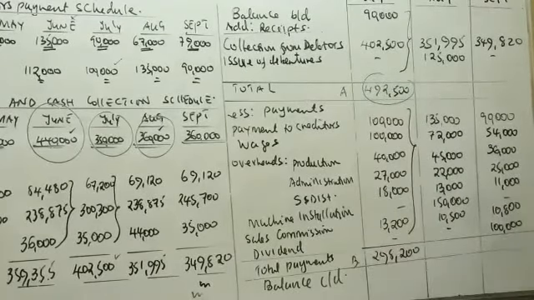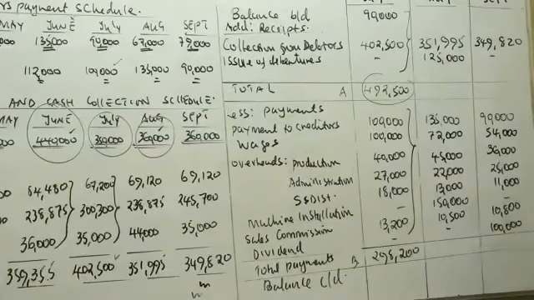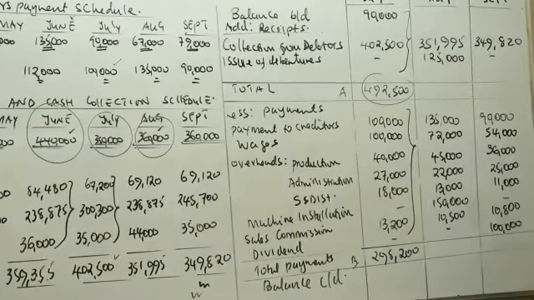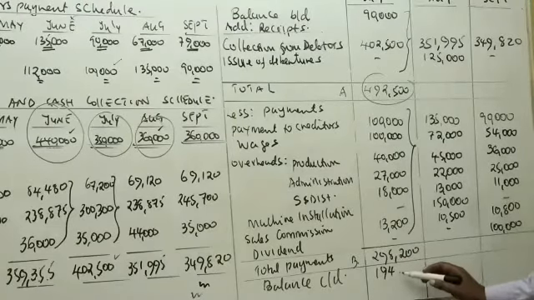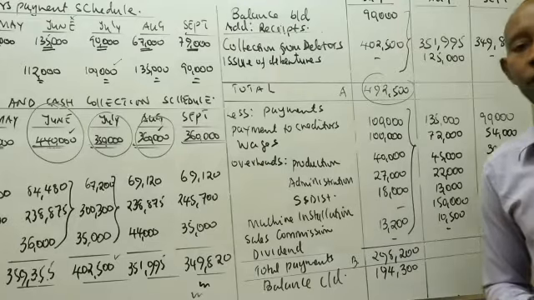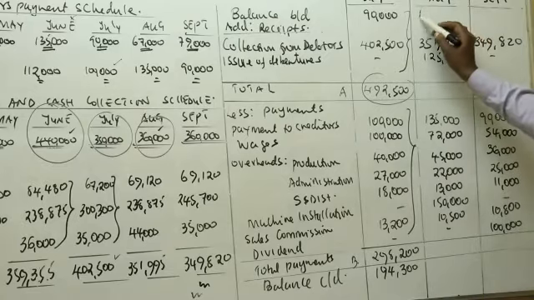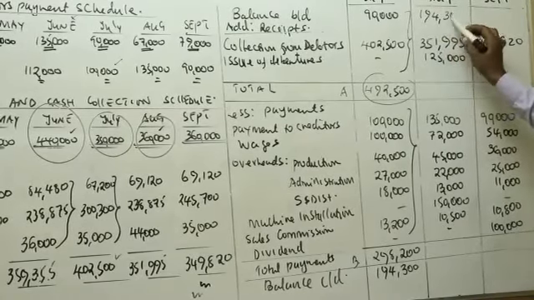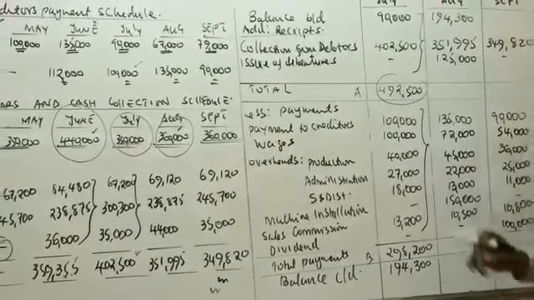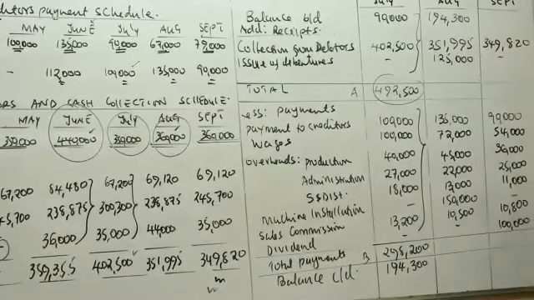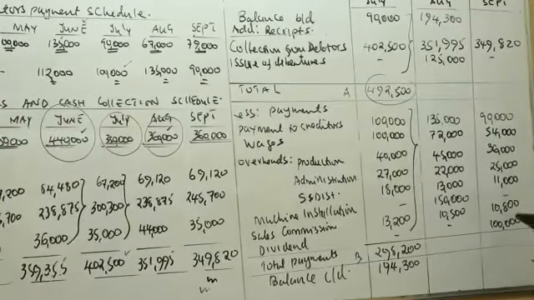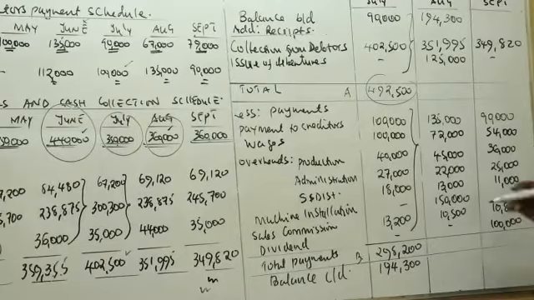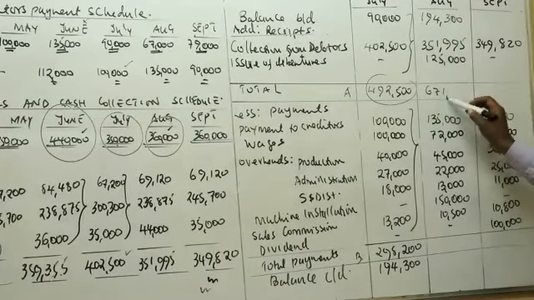That will be the balance carried down. So we subtract that from 492,500. And what do we get? We get 194,300. So bring these as your balance brought down here, 194,300, then add 351,995, add 125,000. So this gives us 671,295.